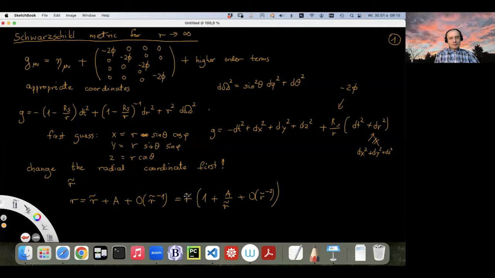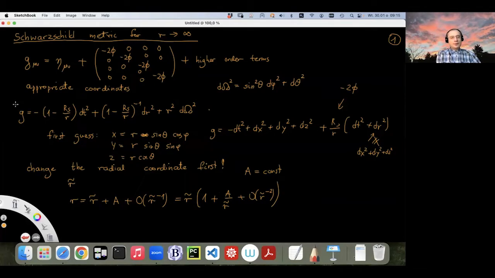This is 1 plus a over r tilde plus O of r to minus 2, and this is multiplied by r tilde. In this form, it's clear that the new coordinate is designed in such a way that it very closely matches the old one for very large r, but for somewhat smaller r, there's an additional term appearing here. A is a constant, by the way, which we haven't specified yet, and we will specify soon.